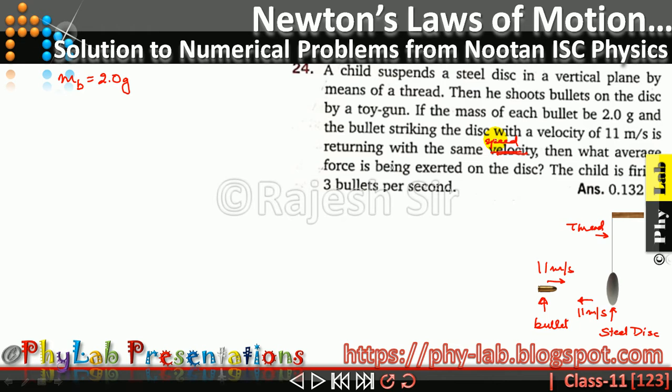Then what we require is the force exerted by this bullet onto the disc, and it has been given that the child is firing 3 bullets per second. So that is the question.